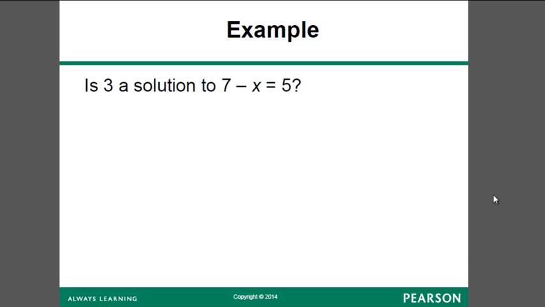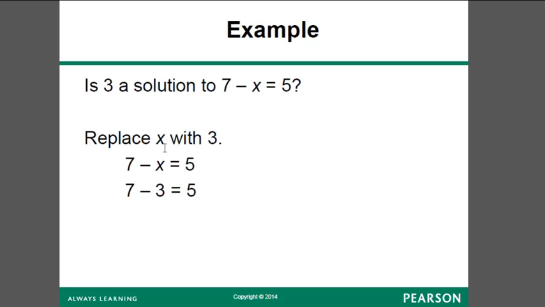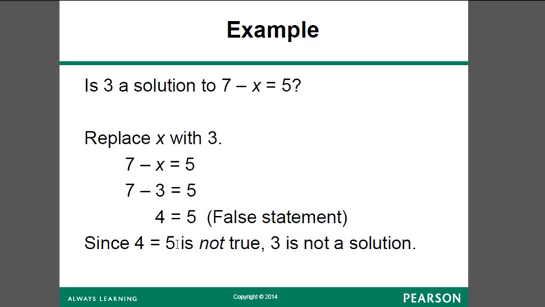Let's go through the process of finding out how we would normally solve this. If I'm given a possible solution, I want to replace the x with 3. 7 minus 3. Does that equal 5? No, 7 minus 3 equals 4. This is a false statement. The reason why it's false is because 4 does not equal 5. That is why it's a false statement. Therefore, since 4 equal to 5 is not true, 3 is not a solution.